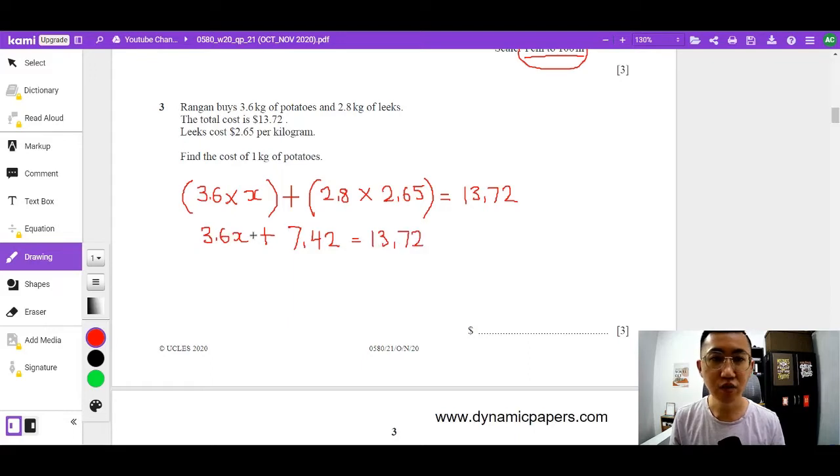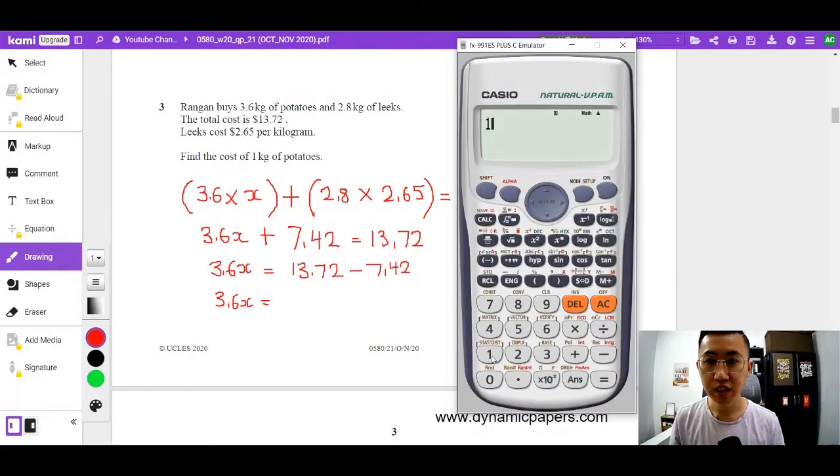Now 3.6x, copy it back, bring it down into the bottom line here. So 7.42 brought to the other side will become minus, remember that? So minus 7.42. Just keep making your working go downwards. Okay, here what is this? So use your calculator.